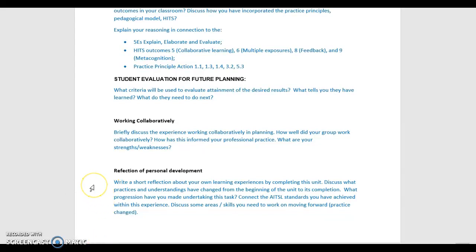The last one is a short reflection on your learning experiences, thinking about how they've changed from the beginning of the unit to its completion now. So what progression have you made? Thinking about AITSL outcomes and standards, you can discuss and bring them in, which ones you've achieved with this experience and how. So the key again is not just to list them, but indicate how you have achieved these in this experience. And this is a really important one, and one that you really need to be thinking about throughout your whole professional practice, is thinking about skills that you need to work on moving forward. So we are always striving to become better teachers. So think about areas and skills that you need to work on in the future. And we call this practice change.